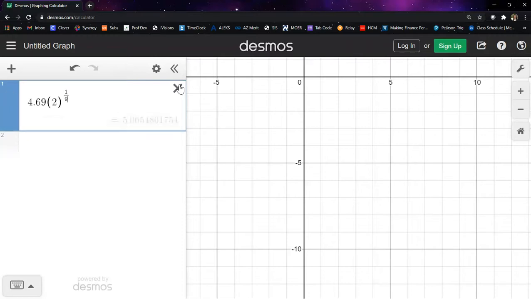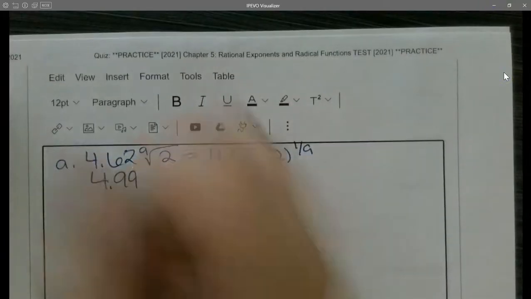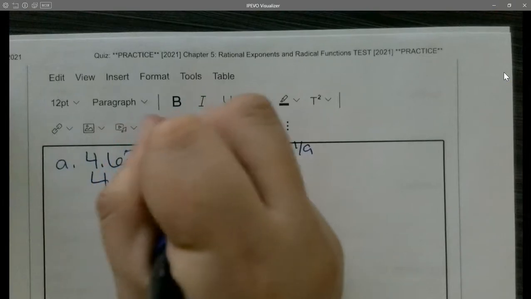Nope, 1/9. Which gives me, I got this number wrong. It was 62. My bad, I misread the problem. So, this rounds to 4.99. So if I go back over here, it's going to be 4.99, and then it was meters per second.